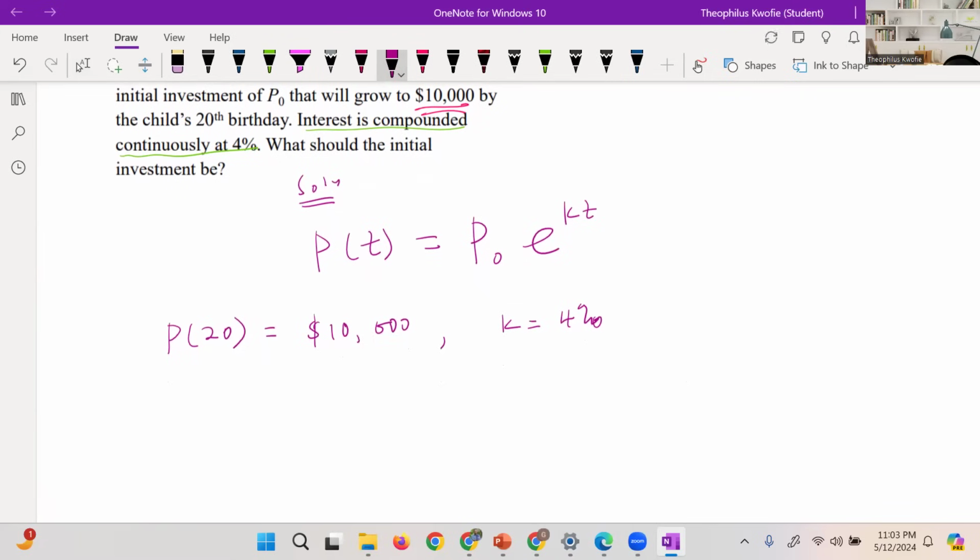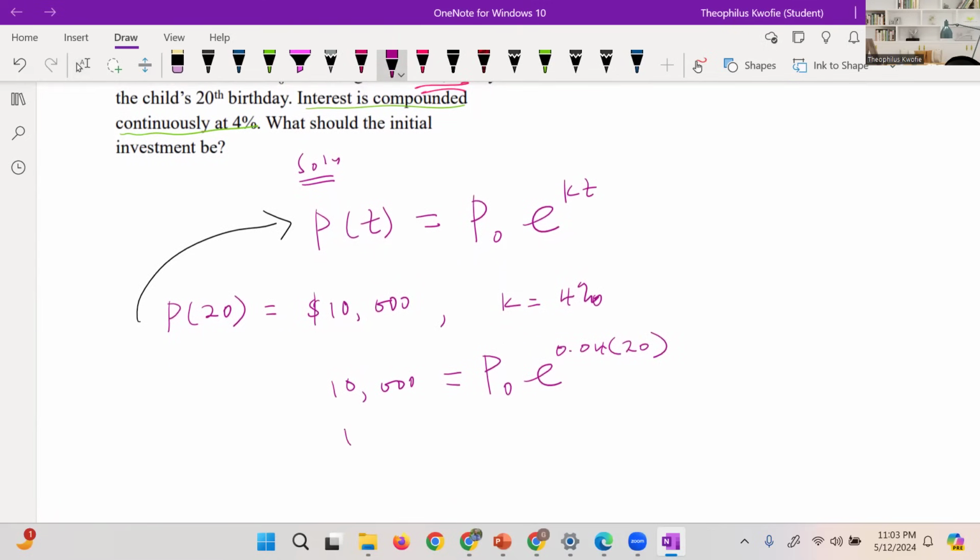If we plug this into the general solution, we should have 10,000 equal to P naught, which we don't know so we maintain it, times e to the power of k t. Our k is 4%, which gives us 0.04, and our t from the question was 20, right? So in that case, we should have 10,000 equal to P naught times e to the power of 0.04 times 20, and that gives us P naught times e to the power of 0.8.